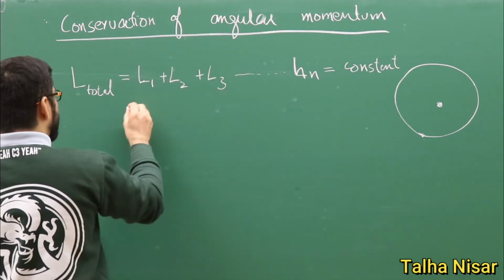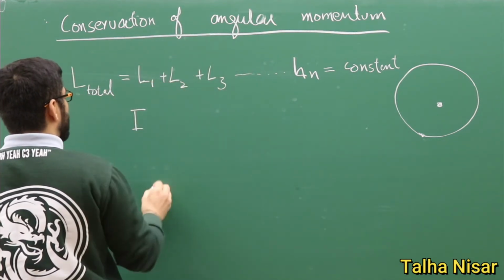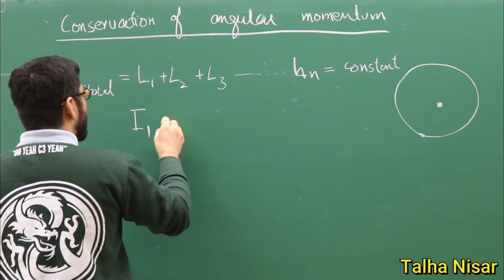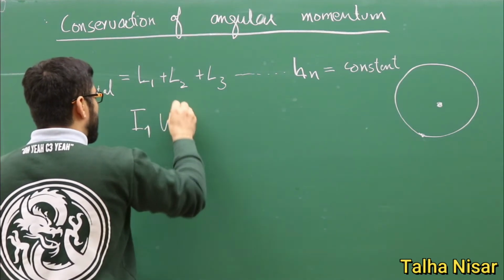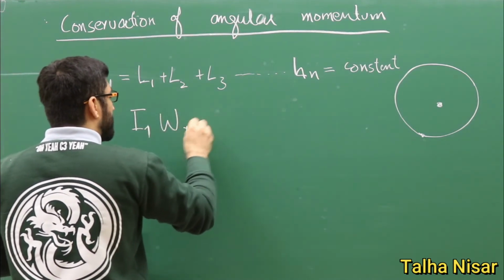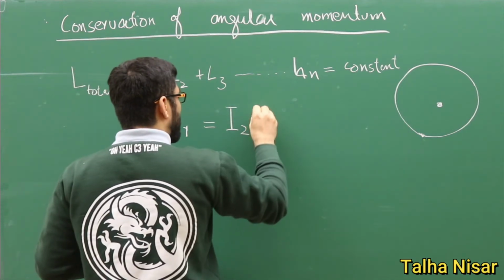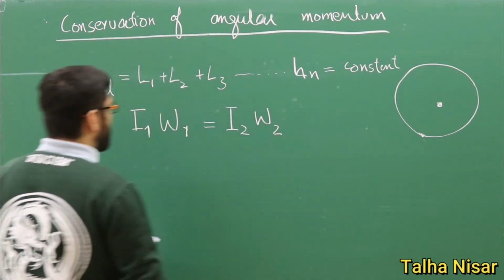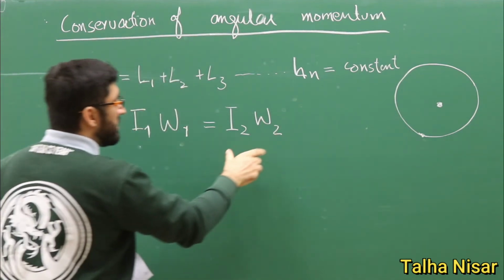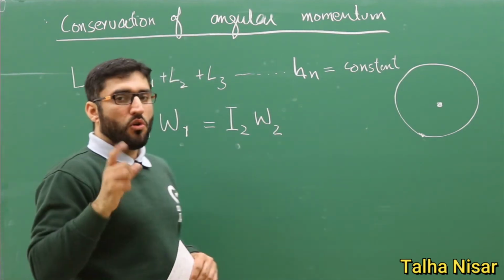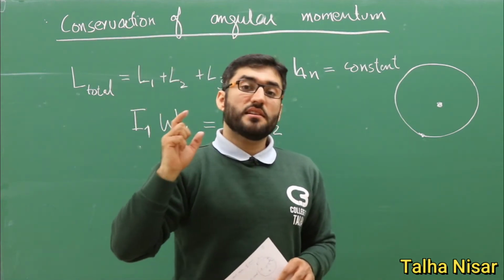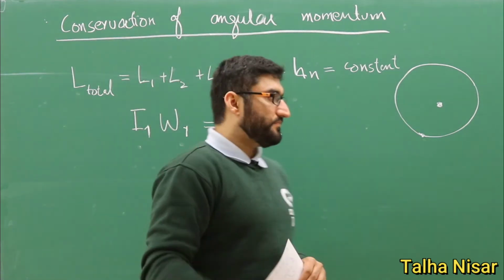As we have just derived, the angular momentum is equal to the moment of inertia. For example, this is 1, and then we have the angular momentum 2 will be 0. So the initial angular momentum and the final angular momentum will always be the same. This is the definition of the angular momentum.